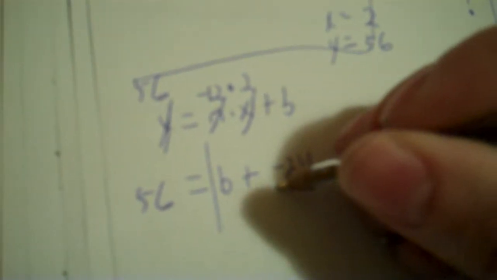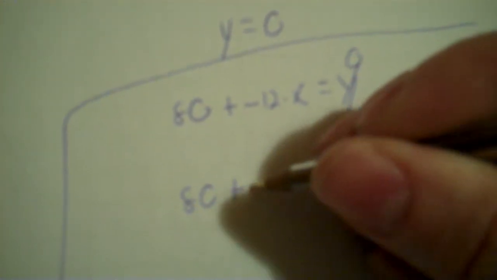So b plus negative 12 times 2 is negative 24. Then we add 24 to each side, and that takes us to 80. 80 equals b. Okay, now you can write your equation. You started with, and you can put 80 with the b. So you started with 80, and every day you'd add negative 12 times x equals y.